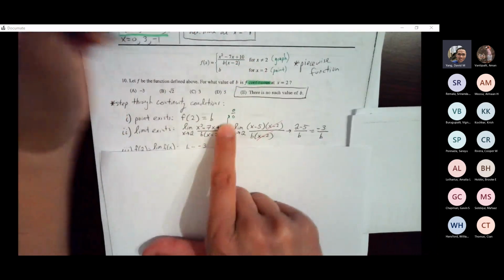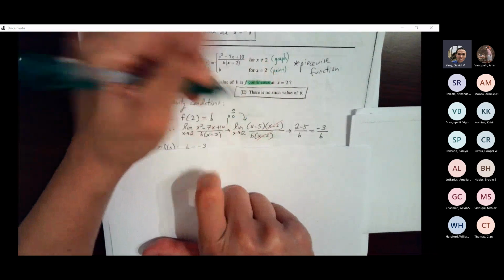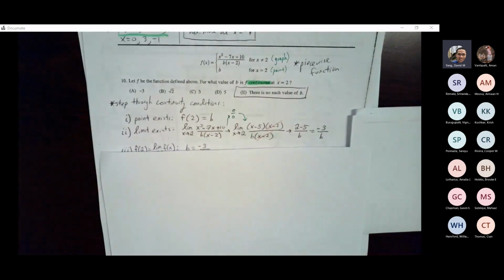And because we get 0 over 0, we can either go through L'Hopital's rule or we can factor. I just decided that I was going to factor. It looked easier to just quickly get that numerator factored. So I got the numerator factored. I removed the hole, which is the x minus 2, and I reevaluated my limit.